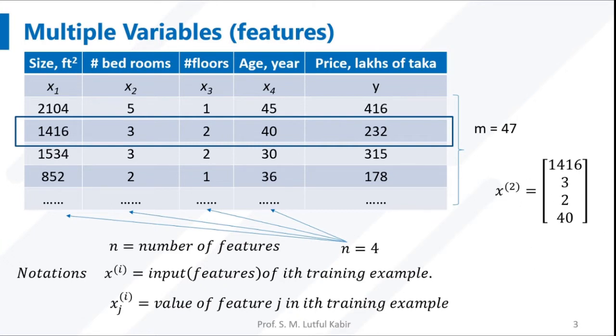Now if you want to find a particular element, for example the number of floors in the second example. So this is all elements of the second example. The number of floors is this one, which is the third element of this vector. So we'll write x superscript 2 and subscript 3. So the subscript is the particular element and the superscript is the particular row or particular example. So x superscript 2 subscript 3 is equal to 2.